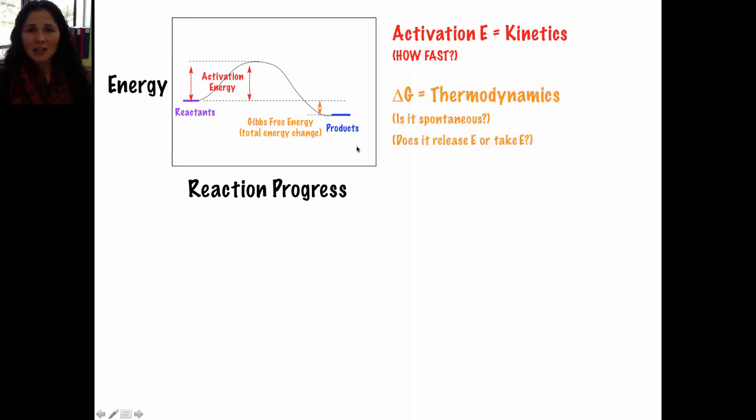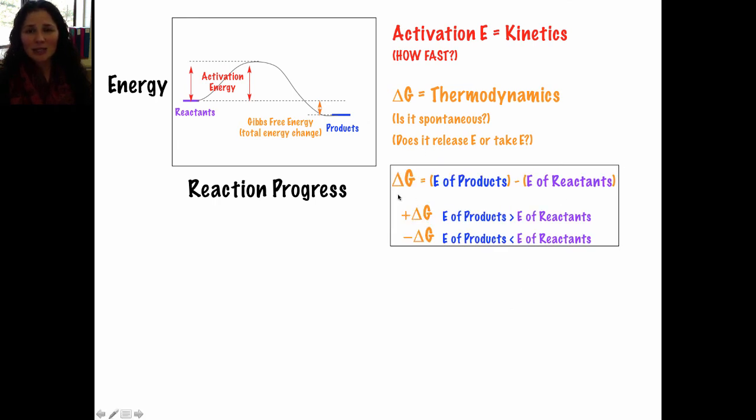On the other hand, thermodynamics is represented by Gibbs free energy. And this tells you basically the relative energy levels of the reactants and the products. This is telling us how spontaneous a reaction is and whether it releases energy or absorbs energy overall.